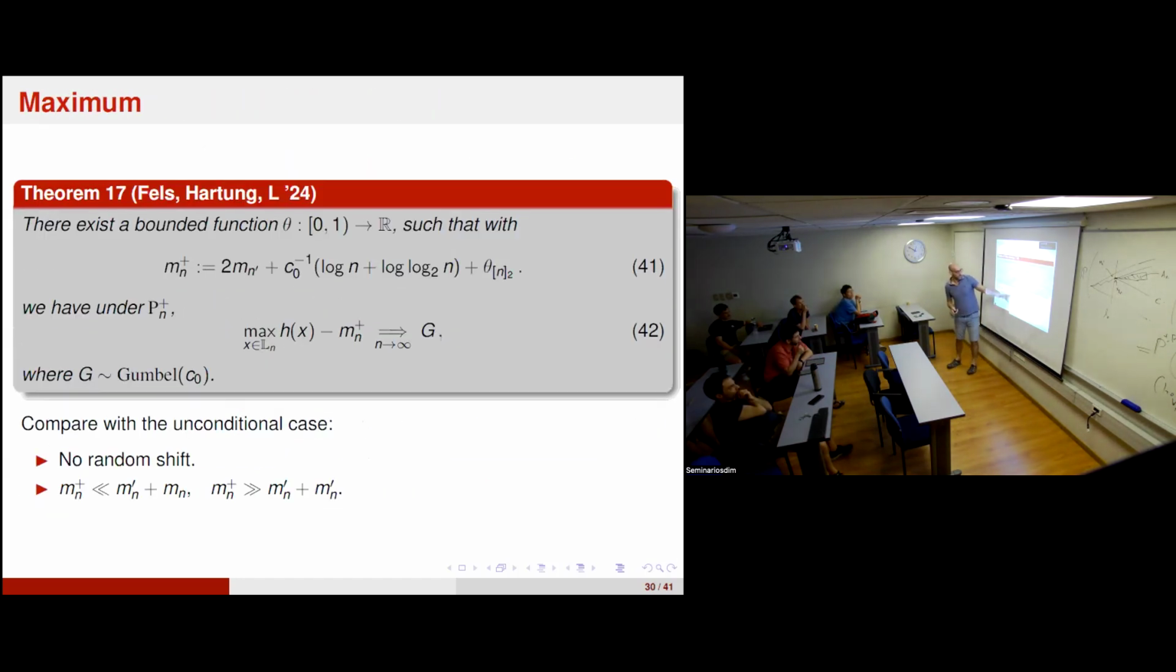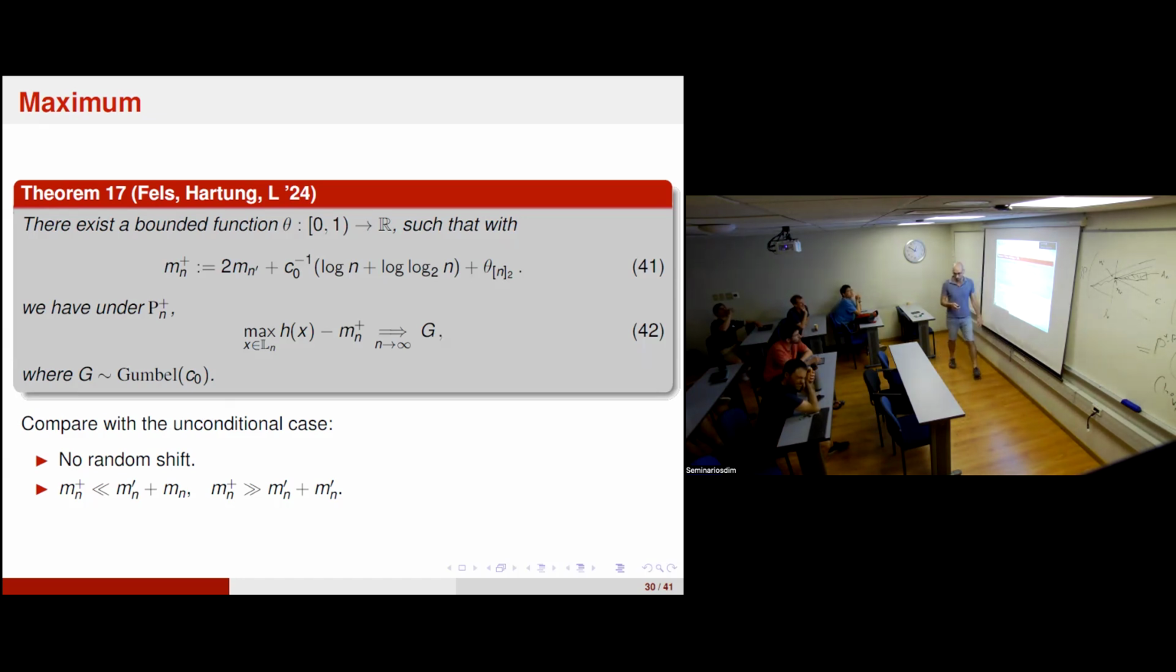It's something that's, okay, so this is the precise value, and it's something that's smaller than mn prime plus mn, but larger than mn prime plus mn prime. Okay, and another important thing, if you subtract, you get convergence to Gumbel, but no random shift. The random shift disappeared. Okay, so this effect of conditioning things to be positive kills a lot of the randomness. Okay, kill the randomness in the empirical mean.